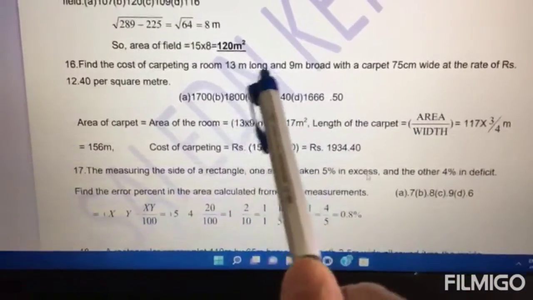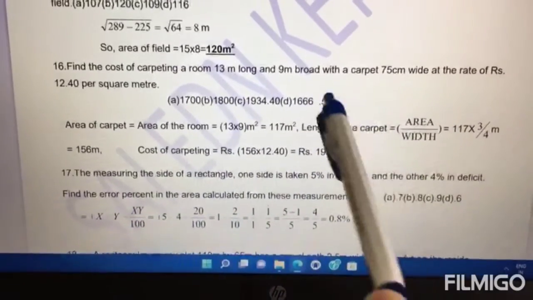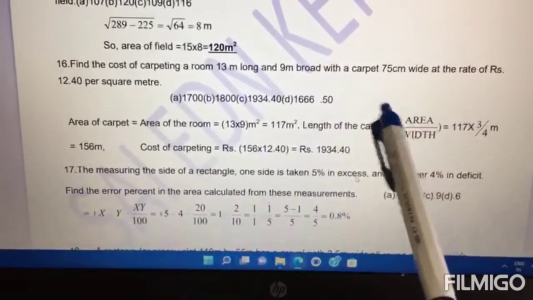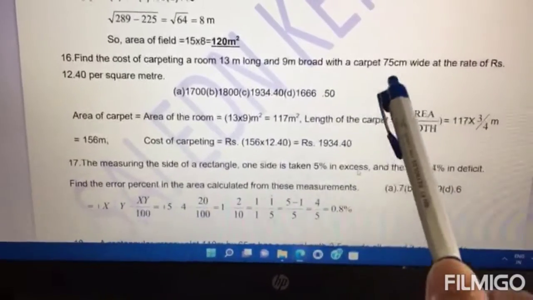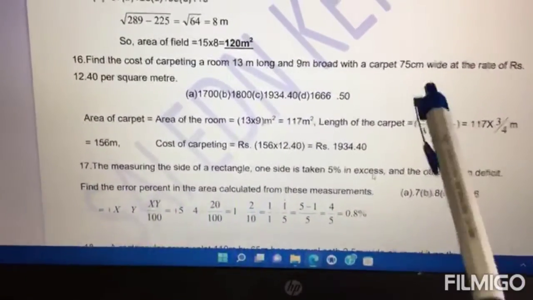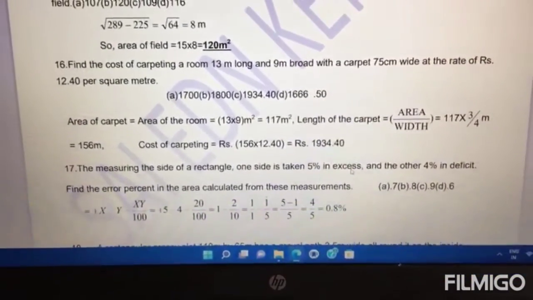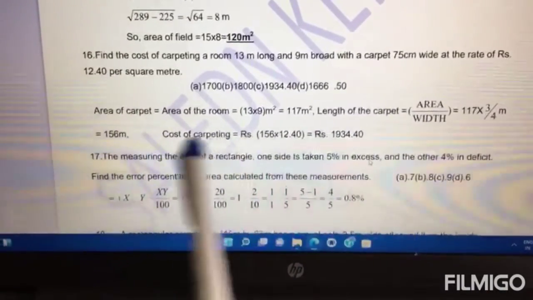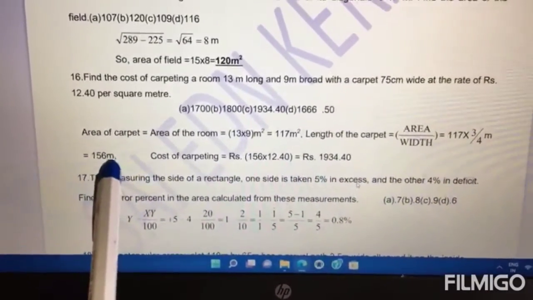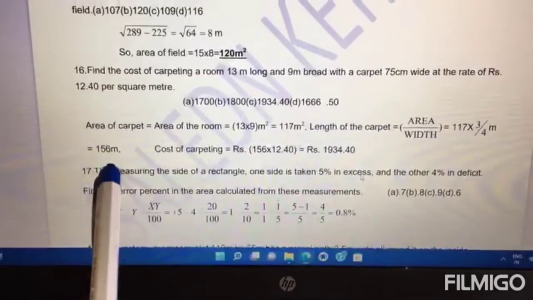It would be the area, that is 13 into 9, divided by 75 centimeters. This is in meters, this is in centimeters. Please make sure all the numbers are in the same unit, right? Once you do that, you will get a width of 156 meters.